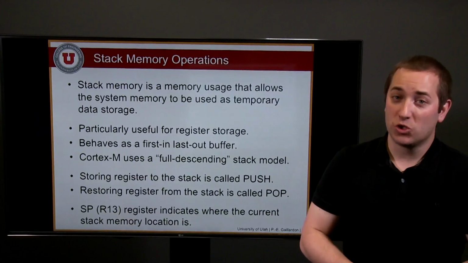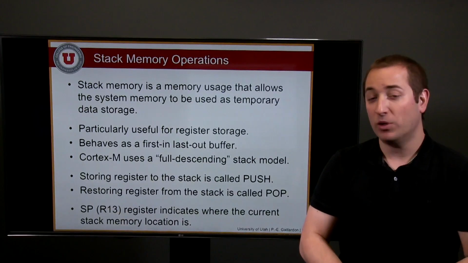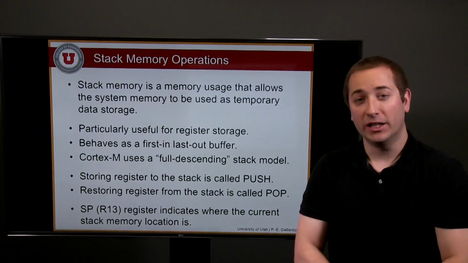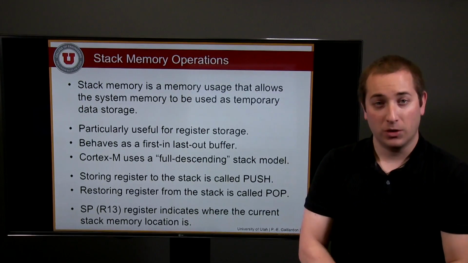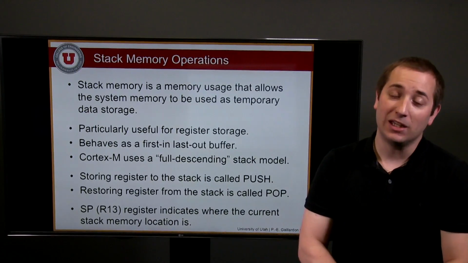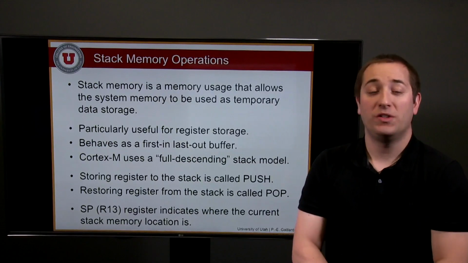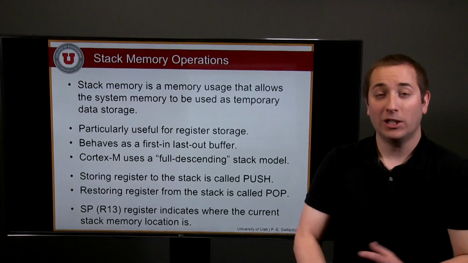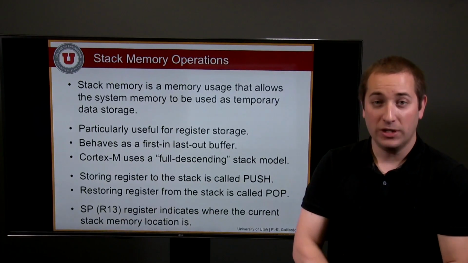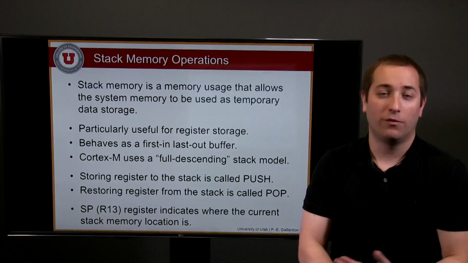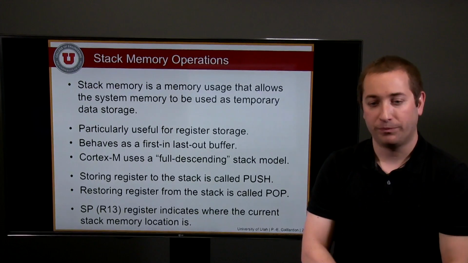The operations to store and retrieve data from the memory stack are called the push and pop operations respectively. Finally, the stack pointer, also known as register 13 in your memory organization for your Cortex-M architecture, stores the address of the current location of your stack. So the next available space will be this location minus 4 for a push.